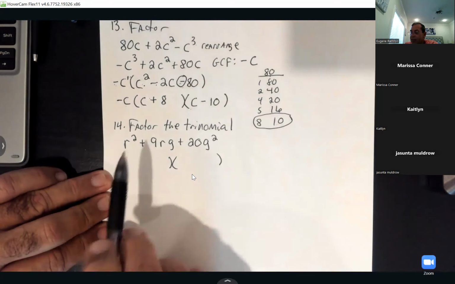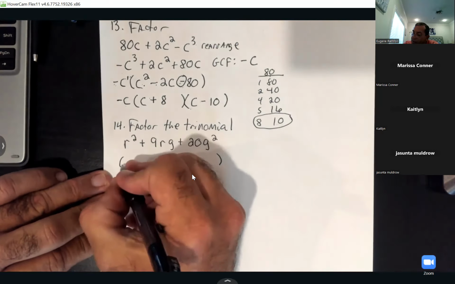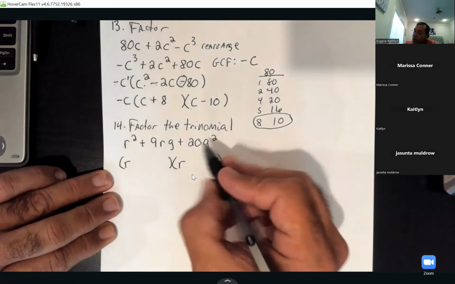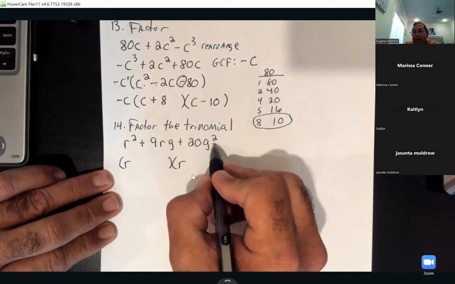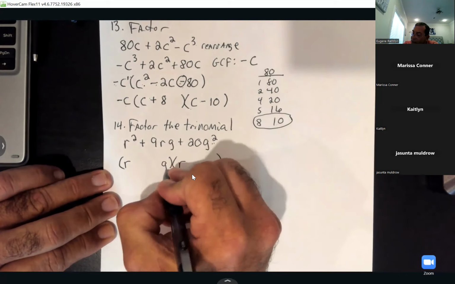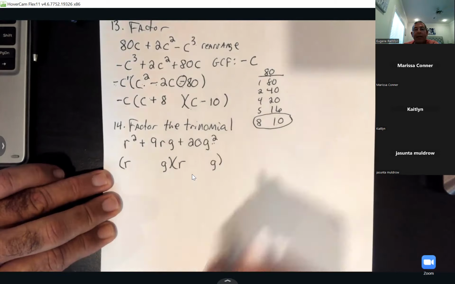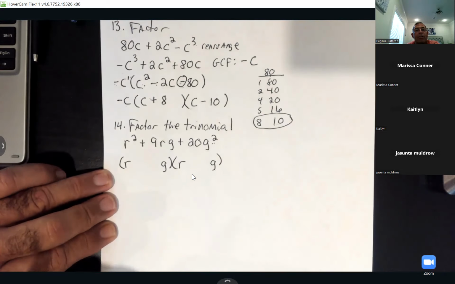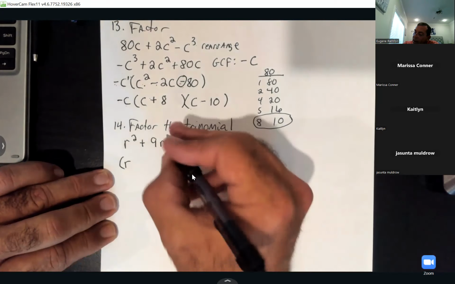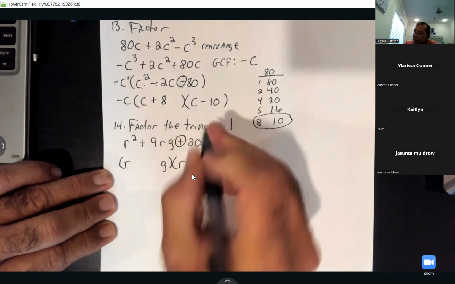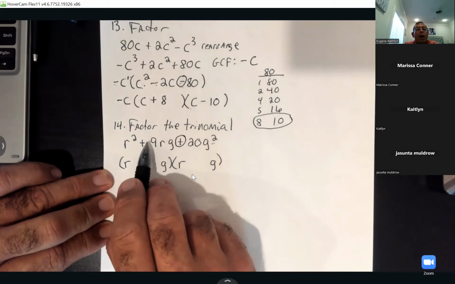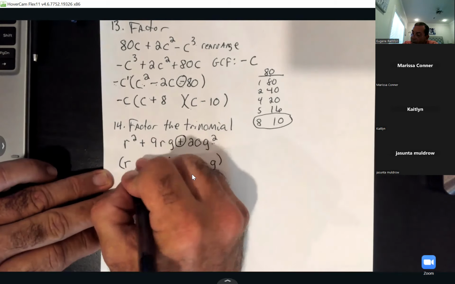But y'all, we know this. We know that R squared means there's going to be an R in front of both of these. We also know that the G squared at the end means there's going to be a G at the end of both of our parentheses. So all we got to do now is put our signs and find our numbers. So remember, the last sign's positive here. So since that's positive, both of these factors will be positive, like the middle number.